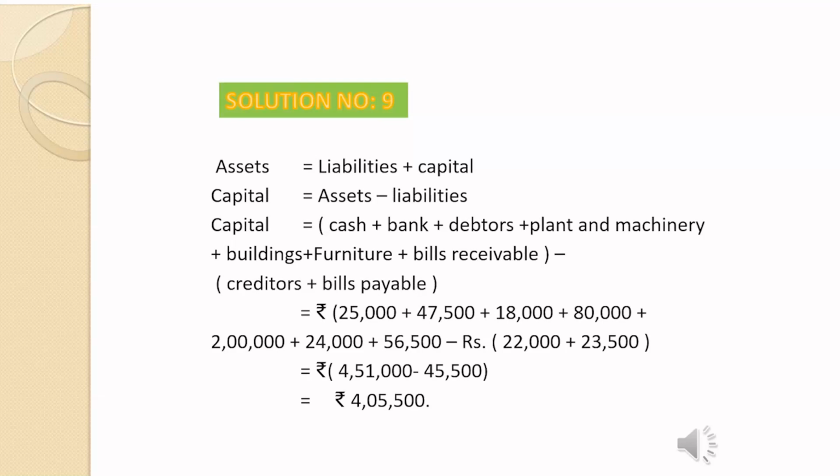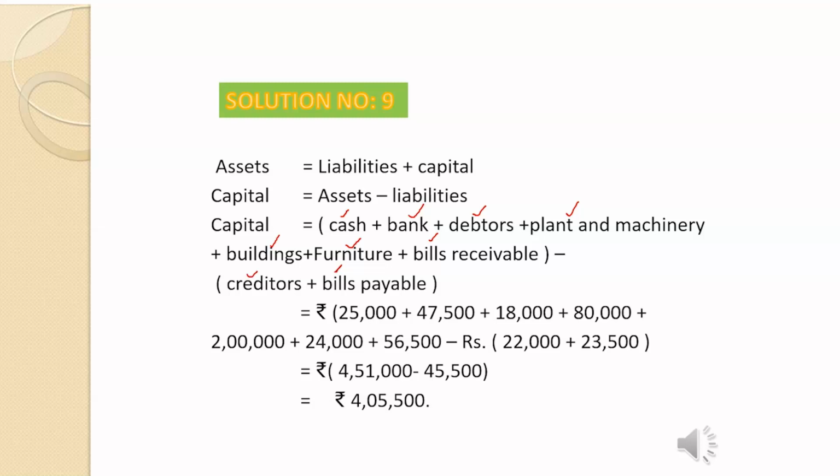Let us see how to calculate the amount of capital. Assets is equal to liabilities plus capital, or capital is equal to assets minus liabilities. So first we have to add all the assets: cash, bank, debtors, plant and machinery, building, furniture, bills receivable. Then on the liability side, creditors and bills payable were given.